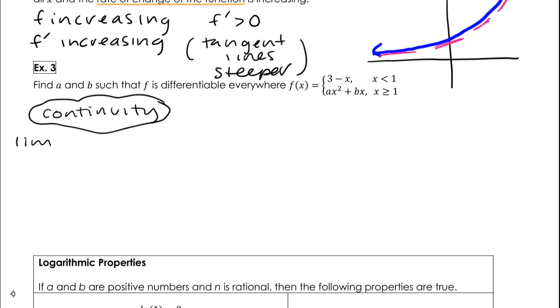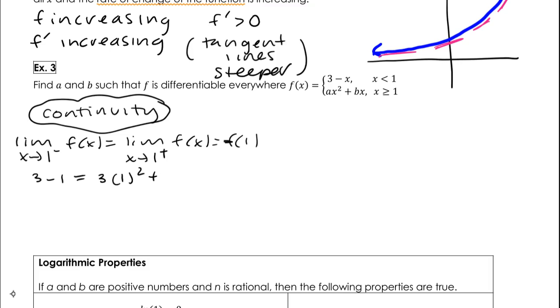In order to force the continuity, we know that means the limit as x approaches 1 from the left has to equal the limit as x approaches 1 from the right, which has to equal f of 1. As we approach 1 from the left, we're going to use numbers less than 1, and we're going to use 3 minus x. So I'm going to have a 3 minus 1 here. From the right, I'm going to use numbers greater than 1, so it's the bottom one, and I'm going to sub a 1 in for x. So a times 1 squared plus b times 1. Now I'm going to get 2 equals a plus b, and I see a little typo here. Let's fix this 3. That should be an a.